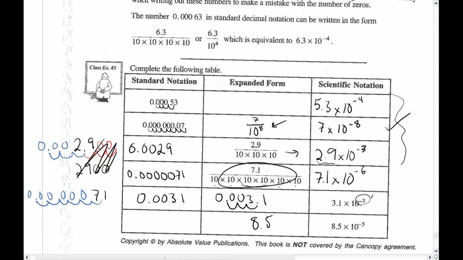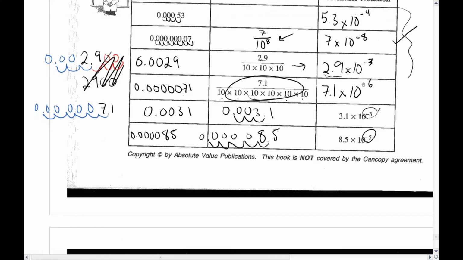8.5. We're going to do 5 jumps to make it smaller. 1, 2, 3, 4, 5. So that number is 0.000085. So that's scientific notation of a small number, or negative exponents.